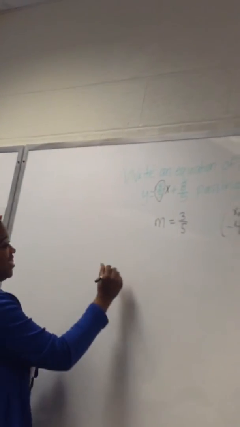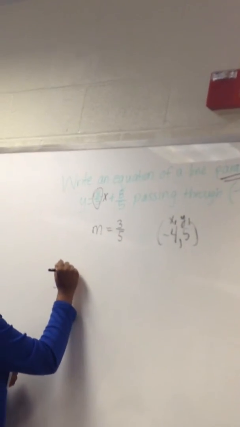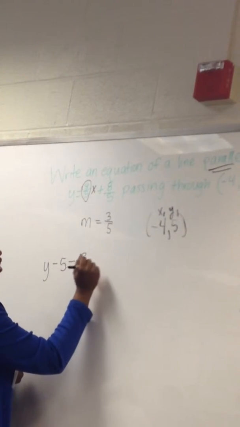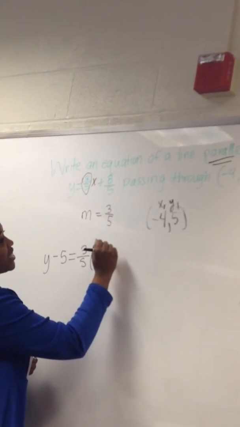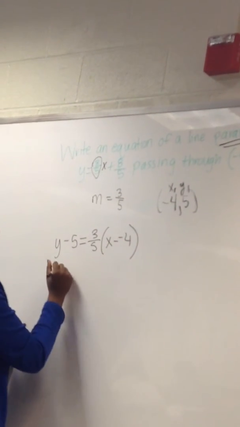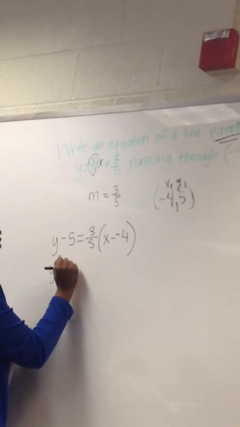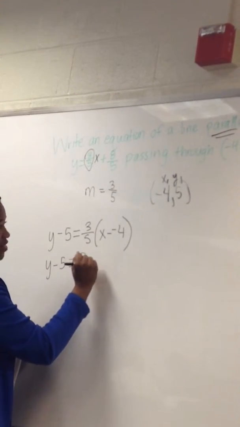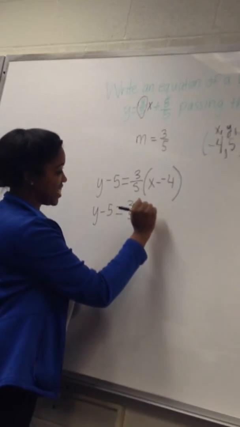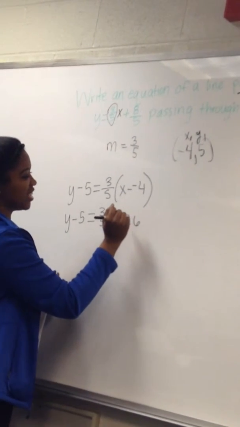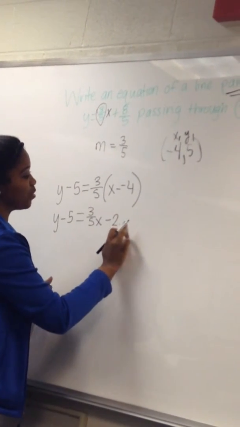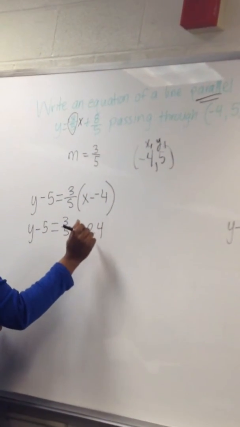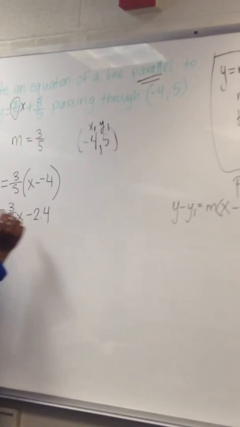So I'll have y minus 5 equals 3/5 x minus -4. Then I'm going to distribute, so y minus 5 equals 3/5 x minus 2.4, because 3/5 times -4 is -2.4.